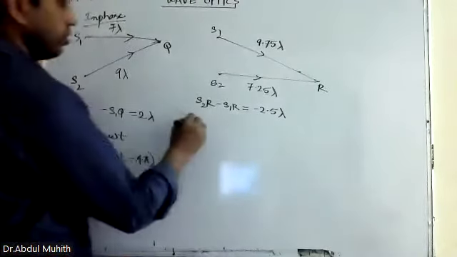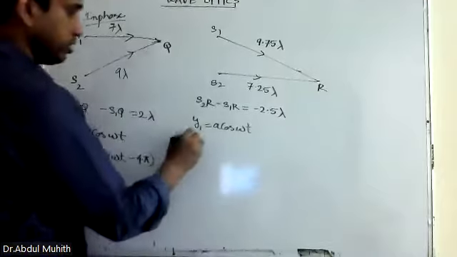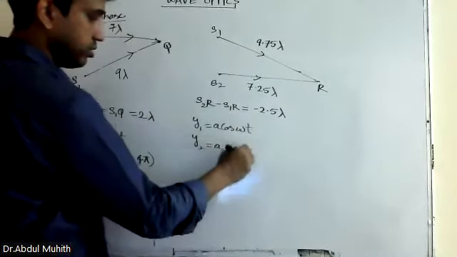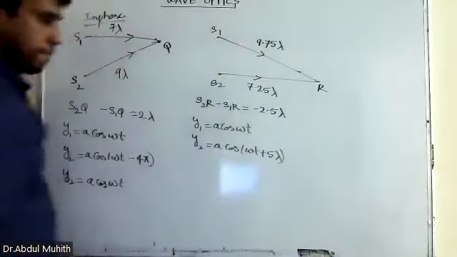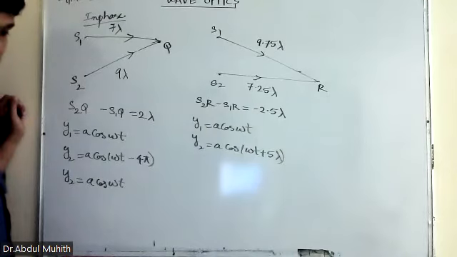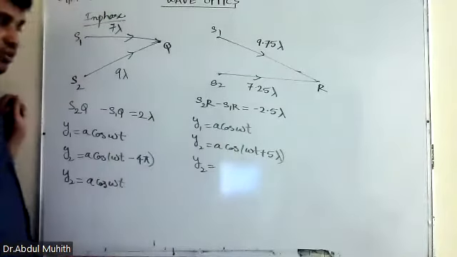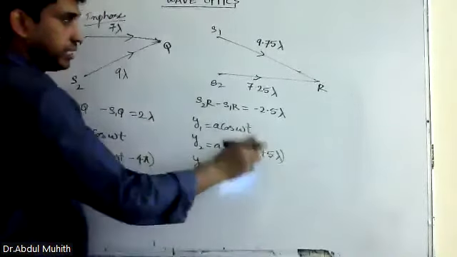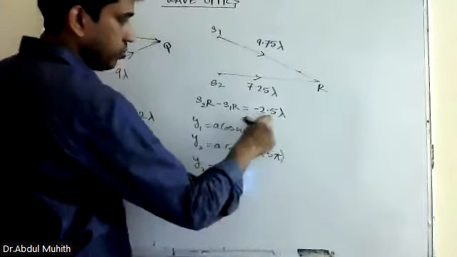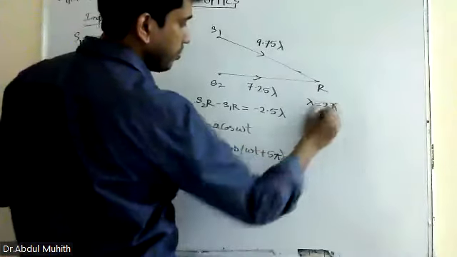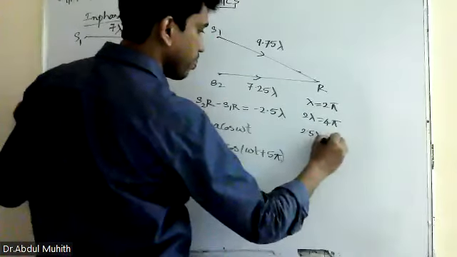So what will happen now? Y1 is equal to A cos omega t. And Y2 is equal to what? Y2 is equal to A cos (omega t plus 5 pi). Now, it's not exactly 360. Sorry, see, 1 lambda is equal to 2 pi. 2 lambda means 4 pi. 2.5 lambda means 5 pi.